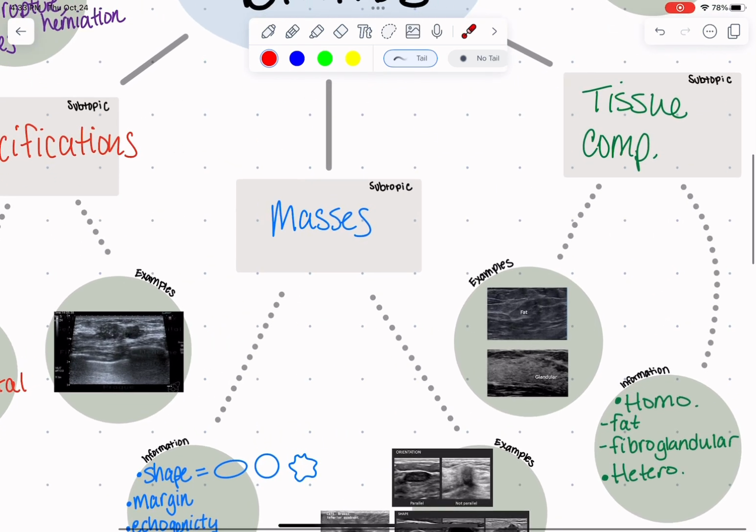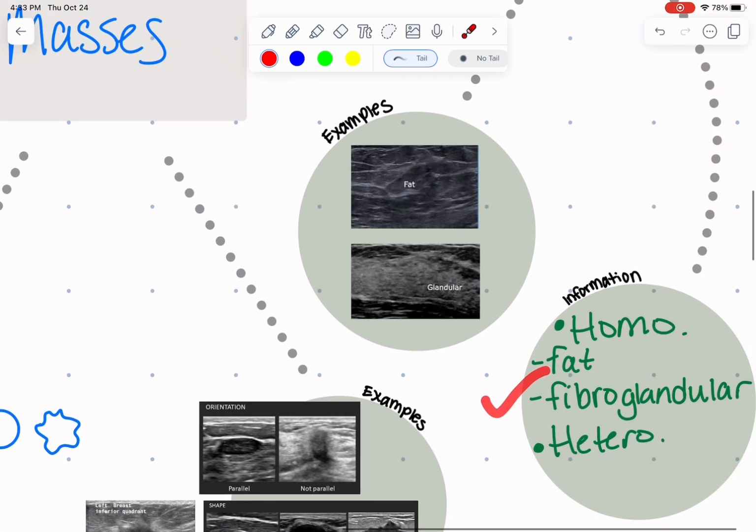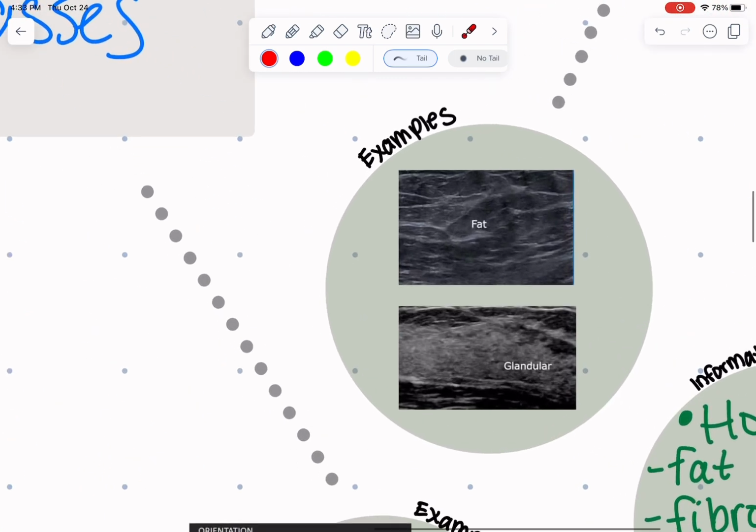A mass can either be homogeneous or heterogeneous, and with homogeneous it can be fat or fibroglandular. And from my understanding, it's more common to see that dense fibroglandular tissue in younger women. And there I put 2 examples of fat and glandular tissue.